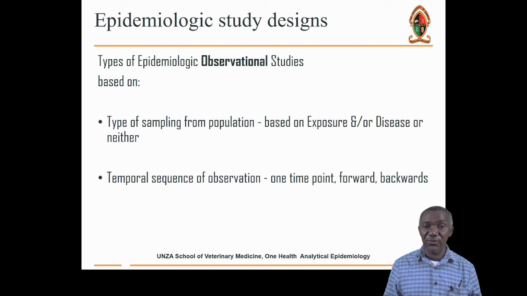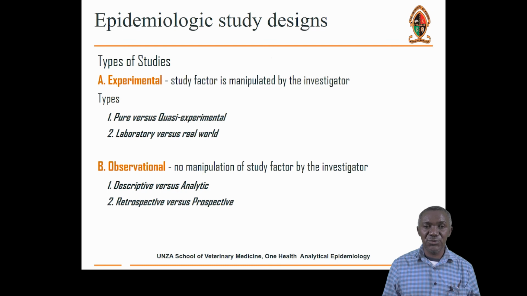And also it may depend on the temporal sequence of observation, how you are going to observe these events with respect to time. So this is what we call the temporal sequence of observation. Are you going to do it at one point in time only, or are you going to look forward, or are you going to look backward as you collect your data? So these factors will help you to choose an appropriate study design.